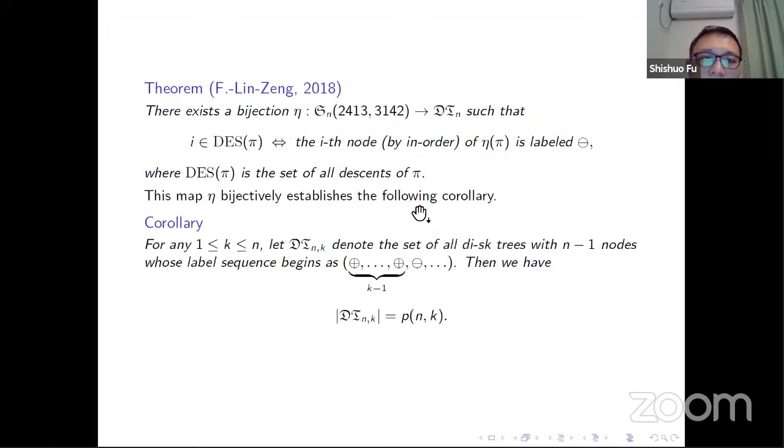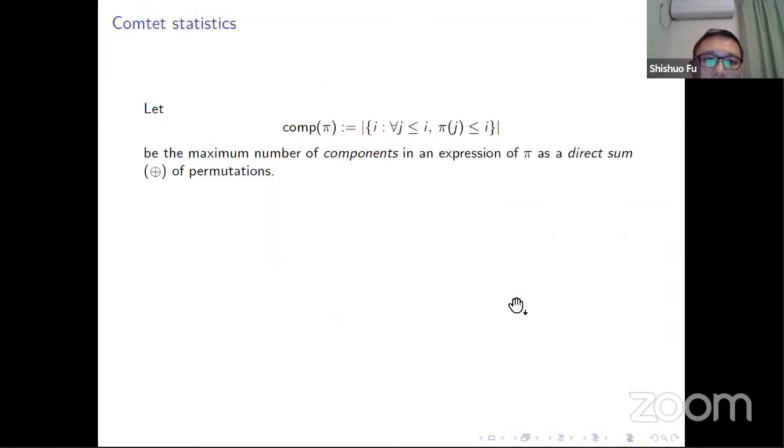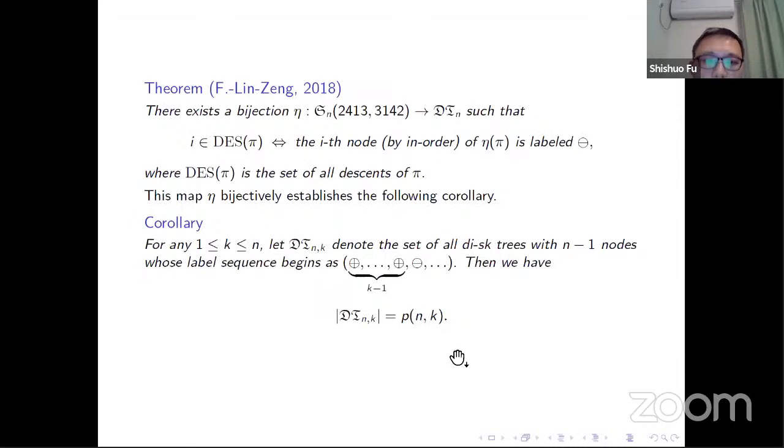So we will rely on this bijection to transfer our problem from the separable permutations to these disk trees. Then we were able to prove the thing we want bijectively.